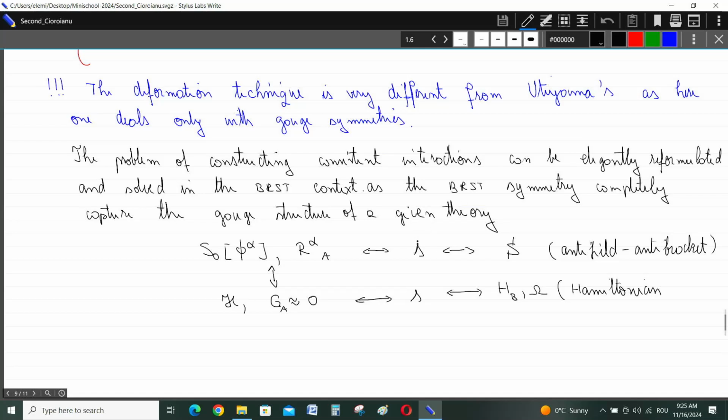Okay, the BRST symmetry at the Lagrangian level is encoded in this local functional called the solution to the classical master equation. The classical master equation is in fact related with the nilpotency of this differential.